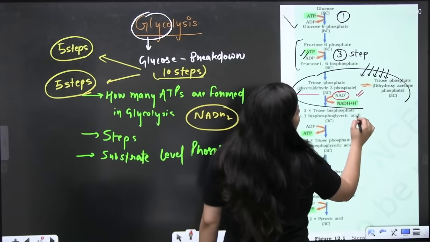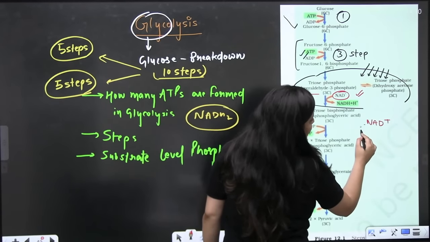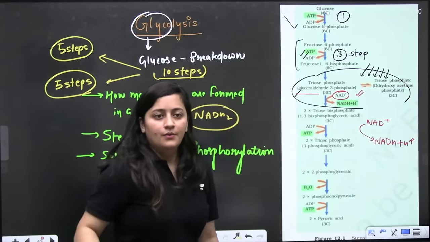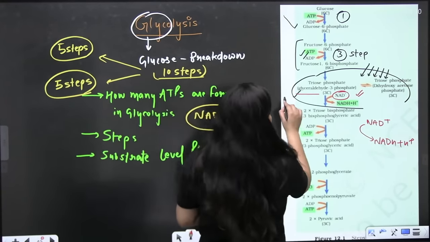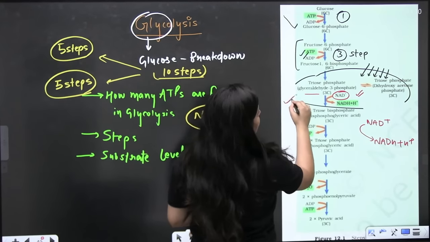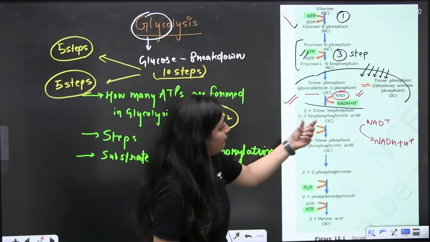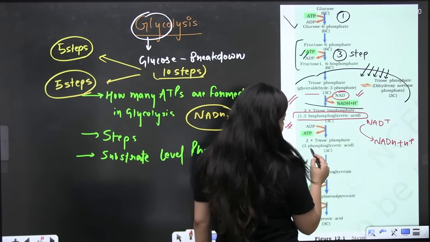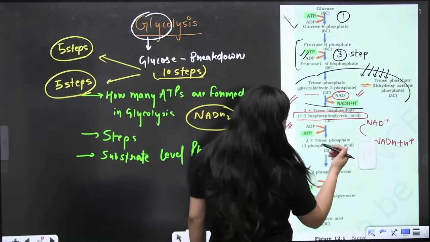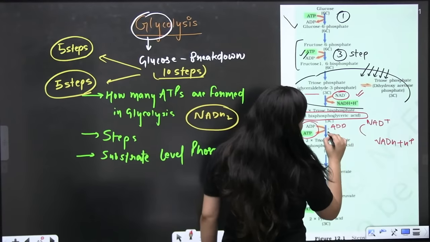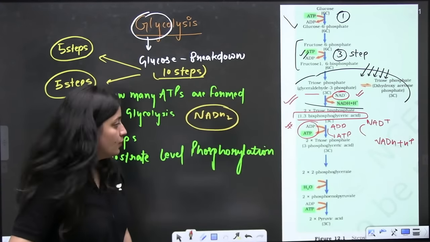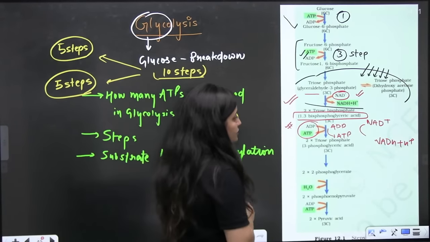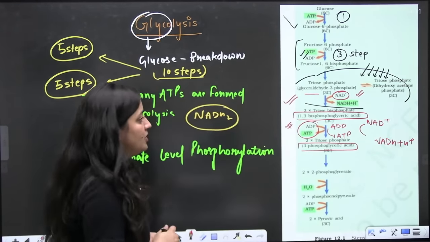So here in this step, bachche, your NAD positive, nicotinamide adenine dinucleotide, which is oxidized, will be reduced and form NADH plus H positive. So this is the first step you need to remember. Another step you need to remember is that glyceraldehyde 3-phosphate will form 1,3-bisphosphoglyceric acid. Then in the next step, 3-phosphoglyceric acid will form, and here your ADP will be converted to ATP. So it is the seventh step.